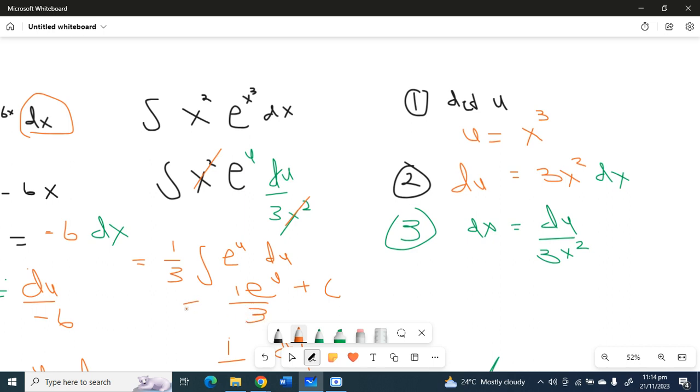Okay, then finally, what we need to do, we need to substitute u with x cubed. So we're going to have e to the power x cubed over 3 plus c. And that is our answer.